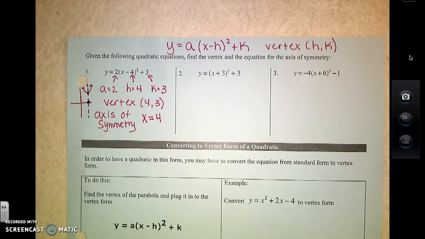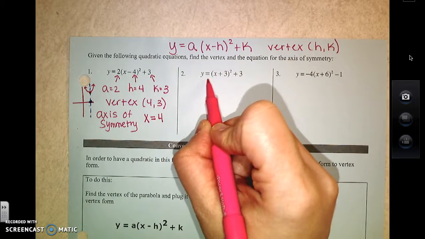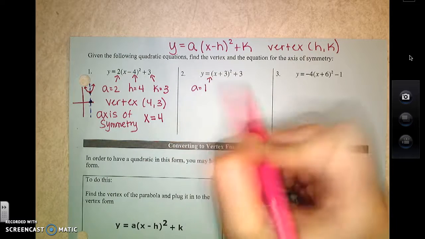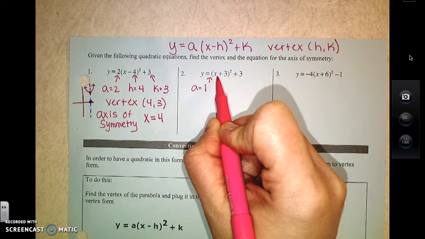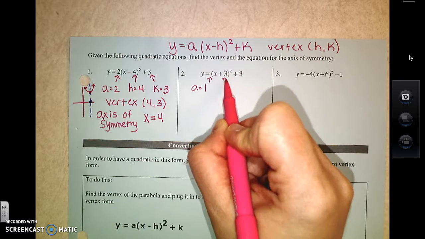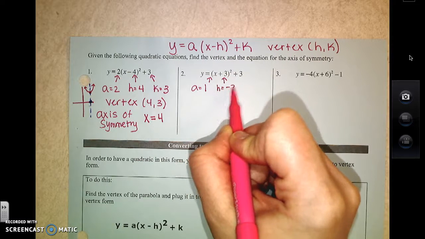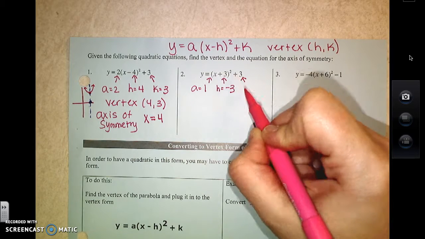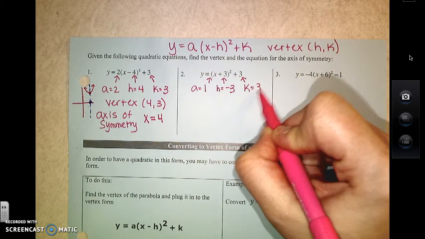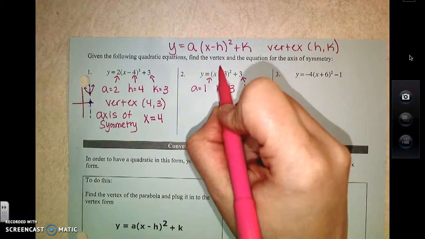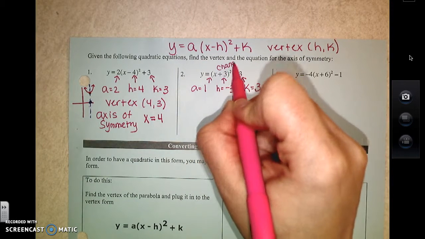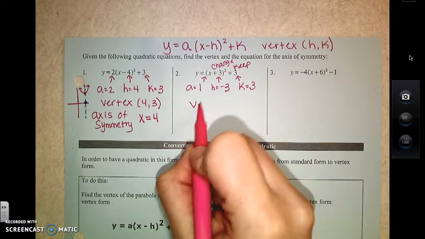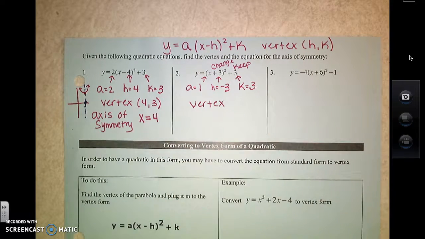Let's look at another example. For the second one, the a value in front of the parentheses that you can't see is equal to 1. Now look in the parentheses, x plus 3 means that the h is negative 3. Again, we change the sign. And then plus 3 means that k is equal to positive 3. So we change this sign and we keep this one. So the vertex is going to be at what?